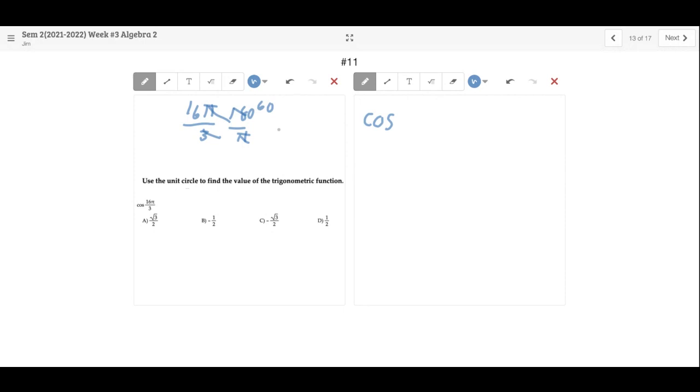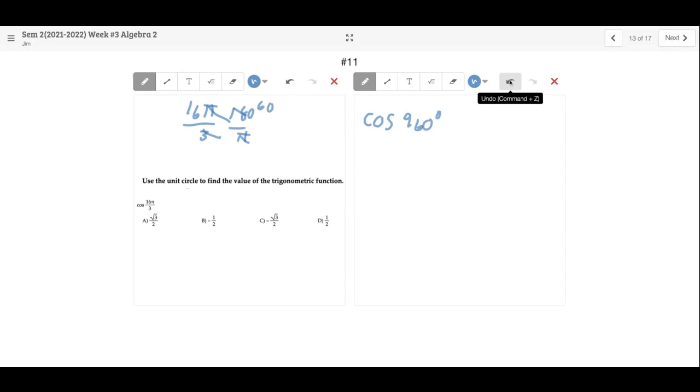What is 60 times 16? I don't even know what that is. 60 times 16. So that is a 960 degree angle. All right. So I am looking for the cosine of 960 degrees.